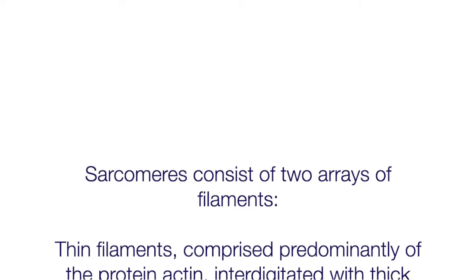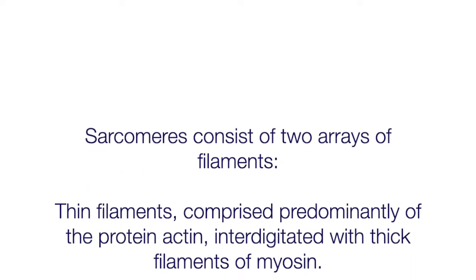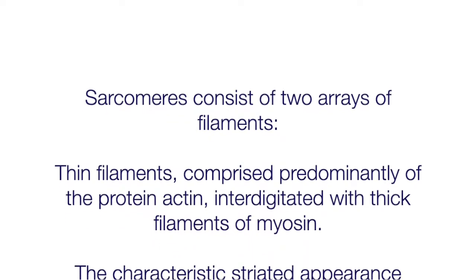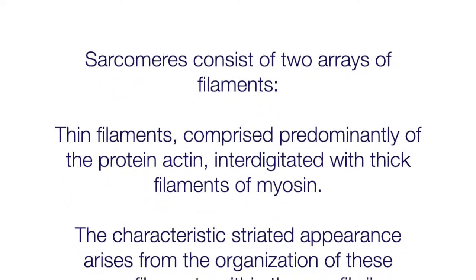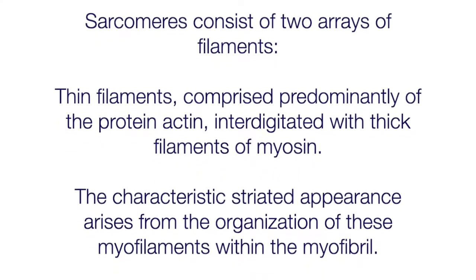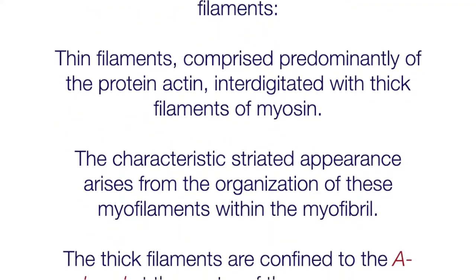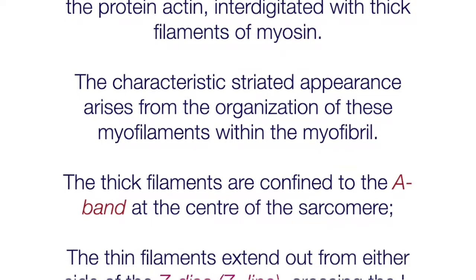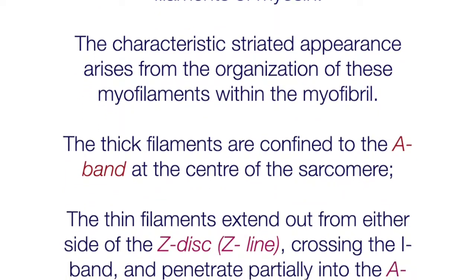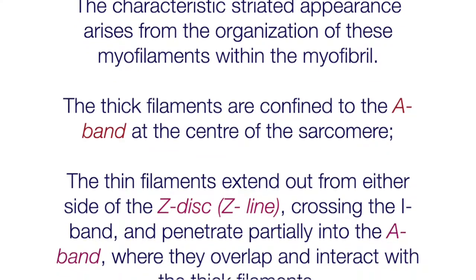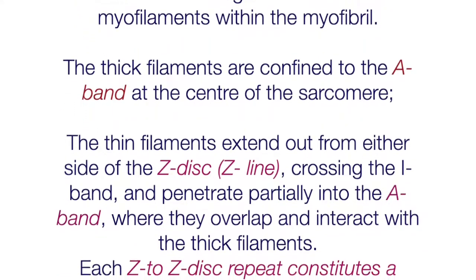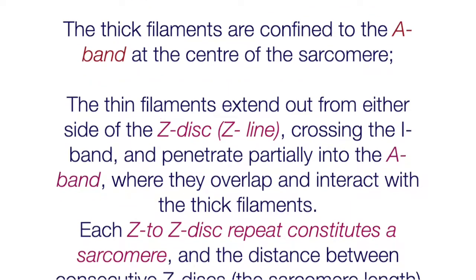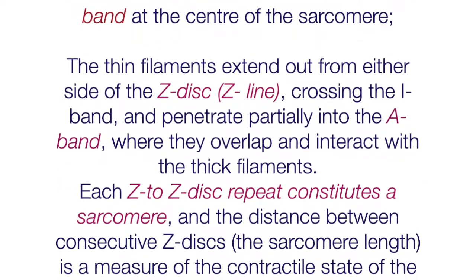Sarcomeres consist of two arrays of filaments: thin filaments comprised predominantly of the protein actin, interdigitated with thick filaments of myosin. The characteristic striated appearance arises from the organization of these myofilaments within the myofibril. The thick filaments are confined to the A band at the center of the sarcomere. The thin filaments extend out from either side of the Z disc, that is the Z line, crossing the I band, and penetrate partially into the A band, where they overlap and interact with the thick filaments.